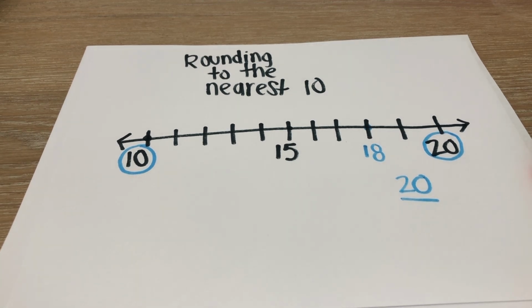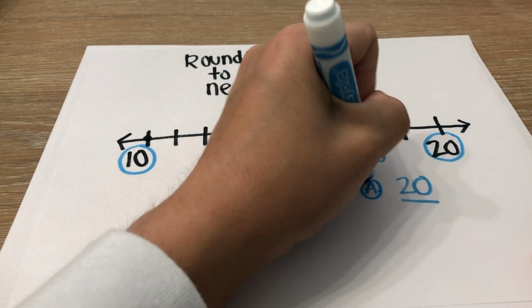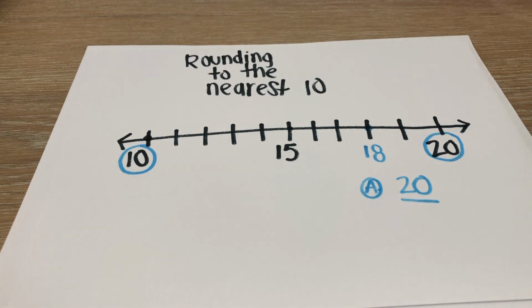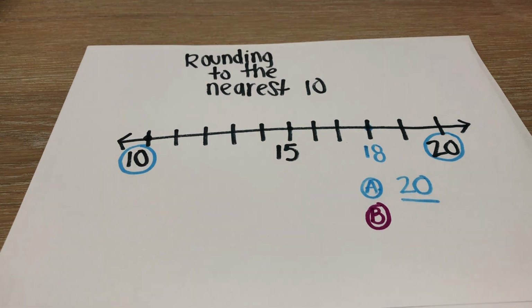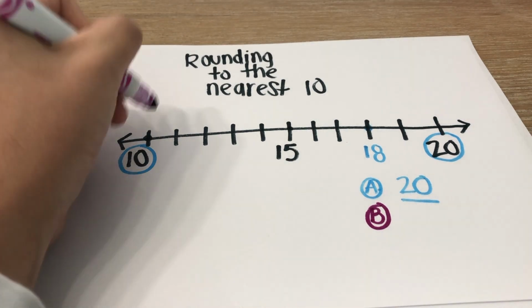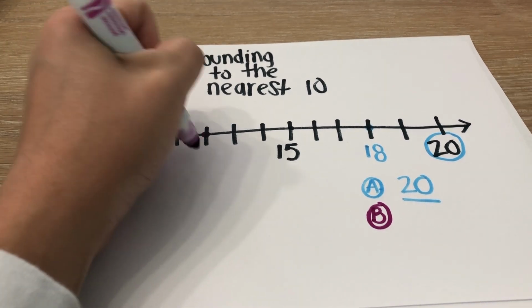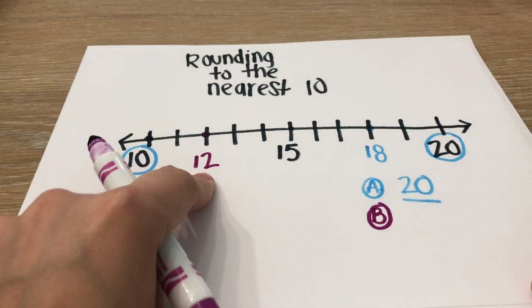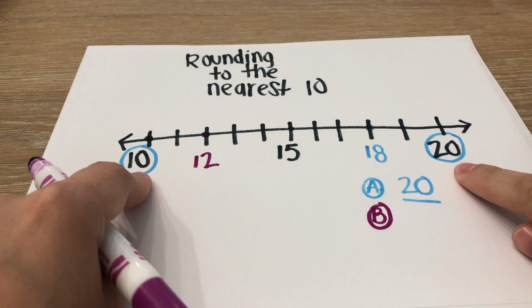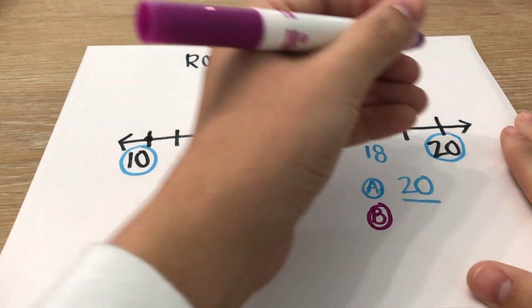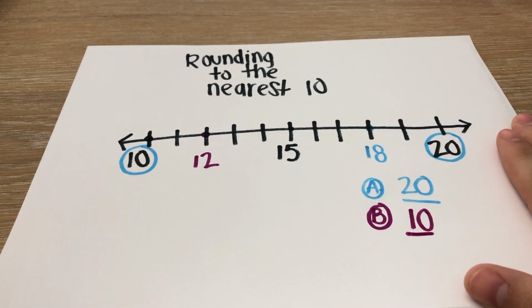So what if the number was 12? Well, let's say, so Alaska, that was her. Let's put an A for Alaska. Now, let's do Bob. Bob had 12 seashells. So 10, 11, 12. Is 12 rounded to the nearest 10? Is that closer to 10 or is that closer to 20? 12 is closer to 10. So Bob had about 10 seashells.